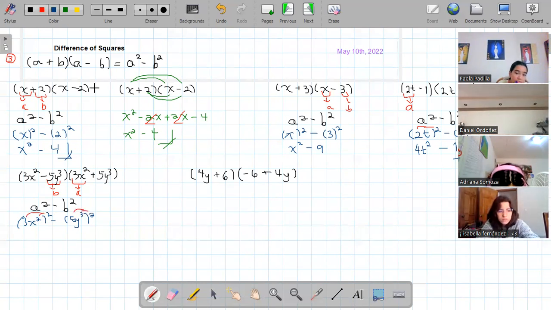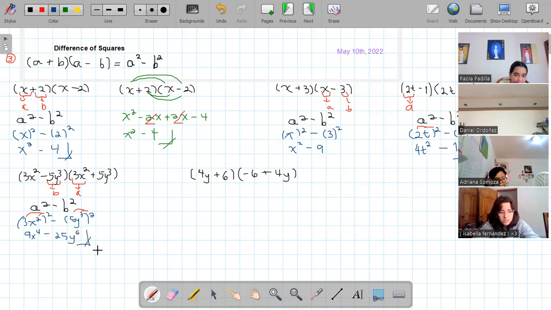Now, let's solve that. How much is 3 to the square? 9. How much is x squared to the square? X to the 4th power, very good, because we multiply the exponents. Minus, how much is 5 to the square? 25. How much is y cubed to the square? Y to the 6th. Very good, 6, because 3 times 2 is 6.